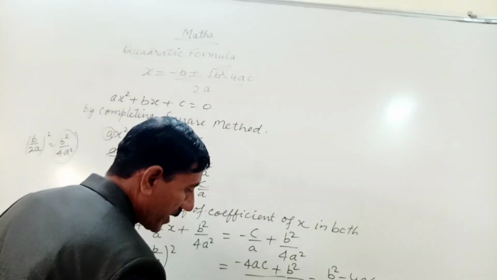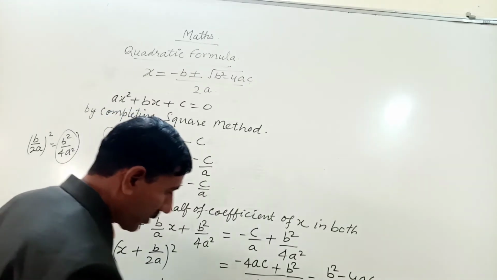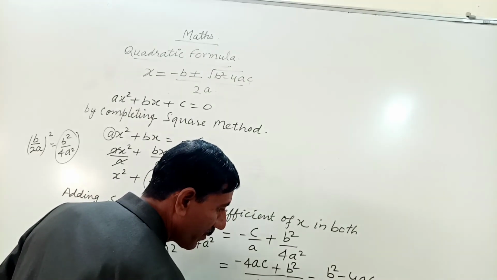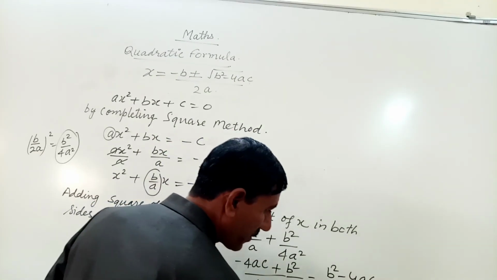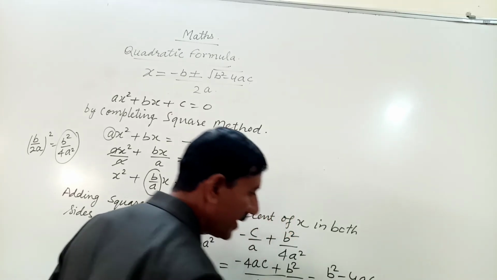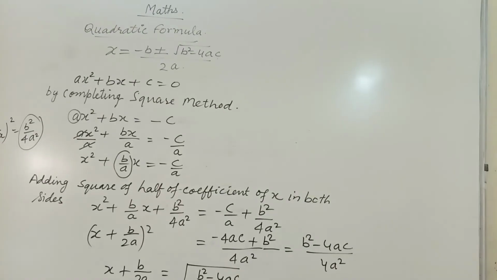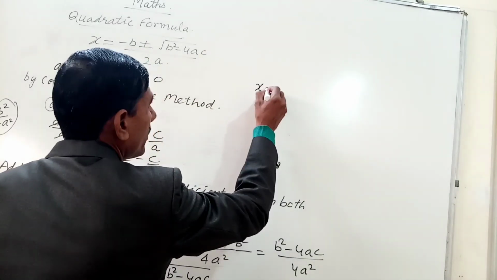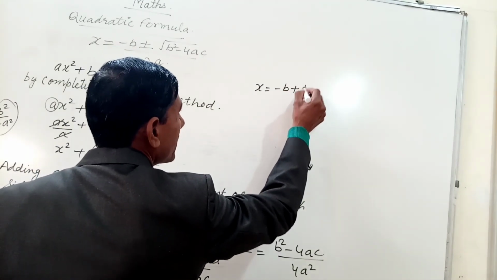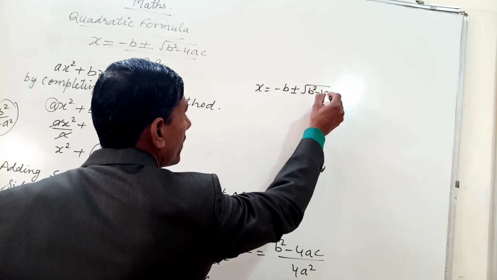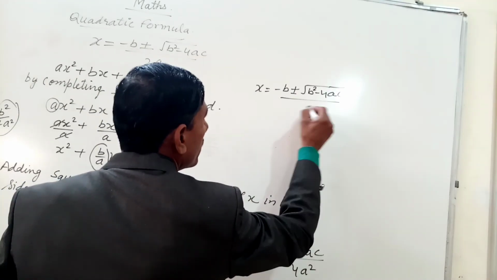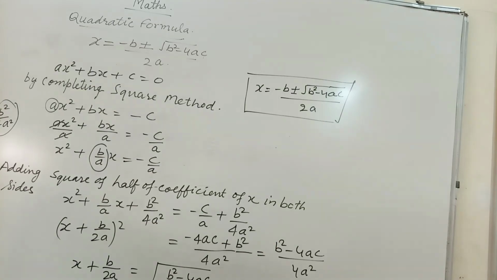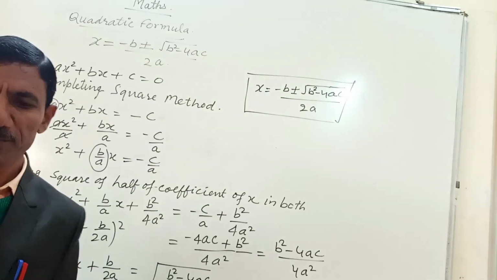Taking LCM, 2a, minus b plus minus root b square minus 4ac is written in the form x equal to minus b plus minus root b square minus 4ac upon 2a. This is the required formula, and in this way we can derive this formula completely.